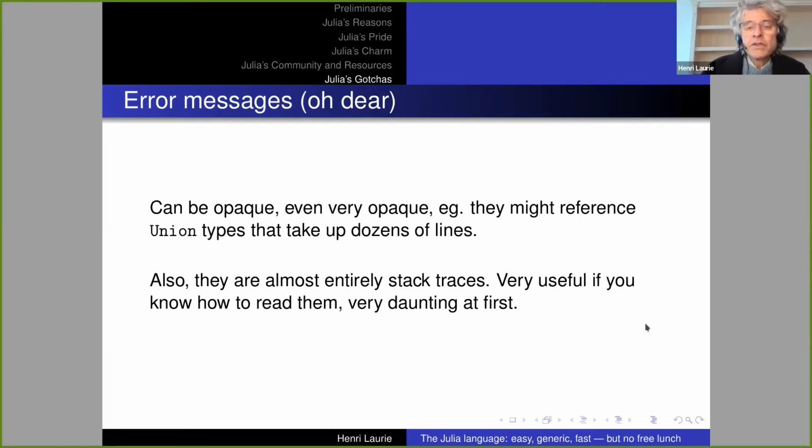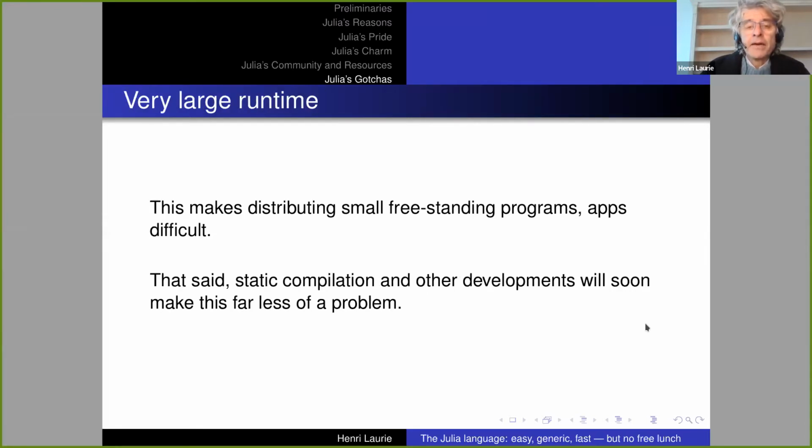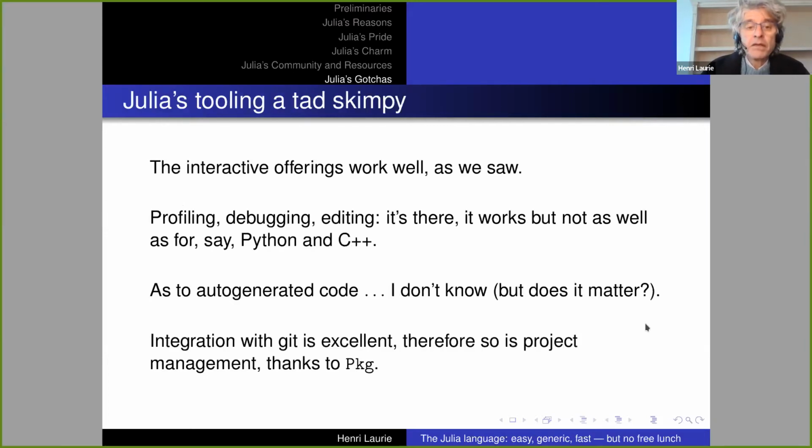One of the real difficulties in Julia is that the error messages are really difficult to read. They can have enormously large type definitions, and they're also very long stack traces. You don't quite know where to look, and especially at first, they're very daunting. Another problem with Julia is its very large runtime. So freestanding apps and programs are difficult to distribute, but that seems to be fairly soon. That will be a much reduced problem, I believe.